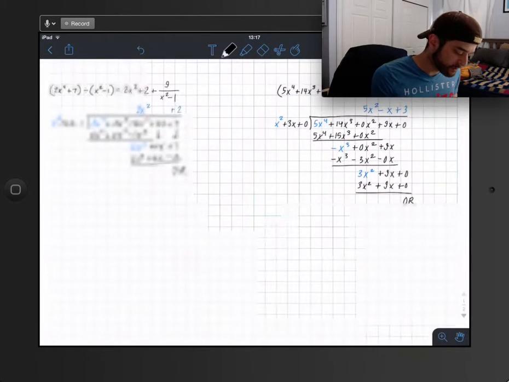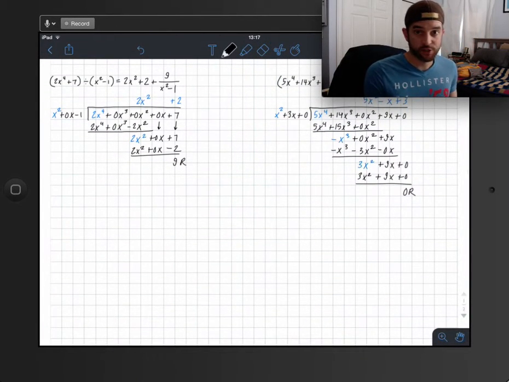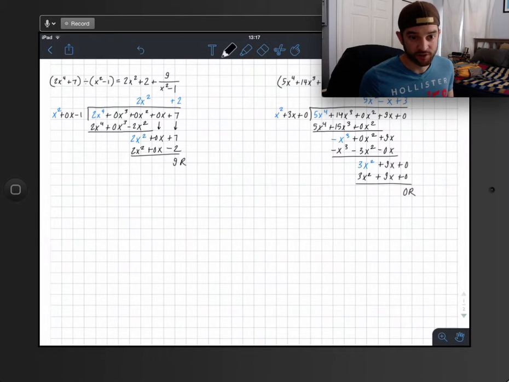So those are two other examples where you have to fill in missing terms when you're doing polynomial long division. And it's also a good example of what you do with higher order divisors like x squared.